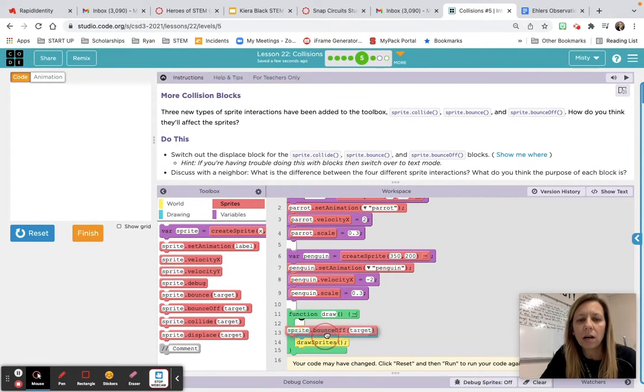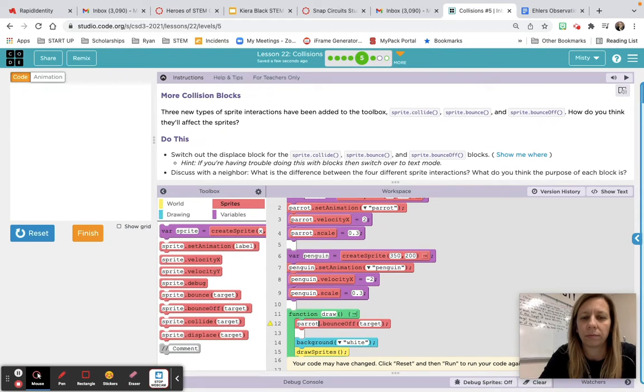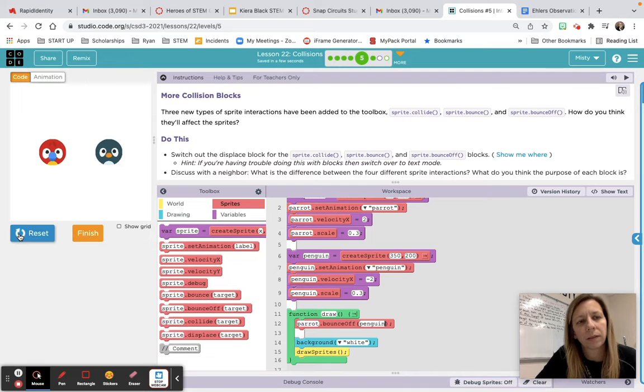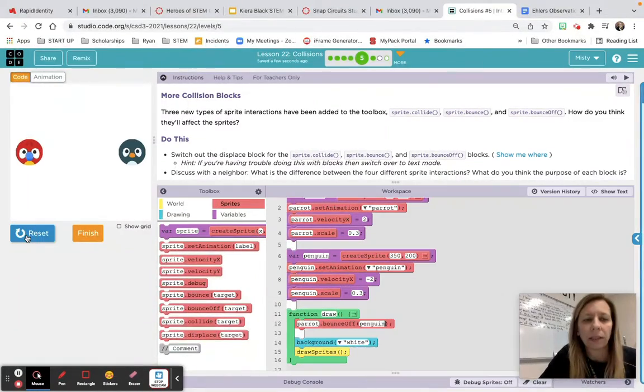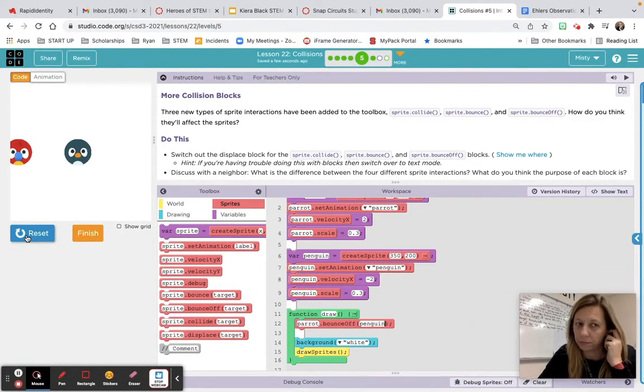If we use the bounce off, now you can see the parrot is going to bounce off the penguin, and I would describe this, the magnitude of that velocity, how fast it's moving, seems to speed up. And it moves again in the opposite direction, and the target, which in this case is the penguin, never really changes. It just keeps moving at that same velocity. It doesn't seem to be impacted.